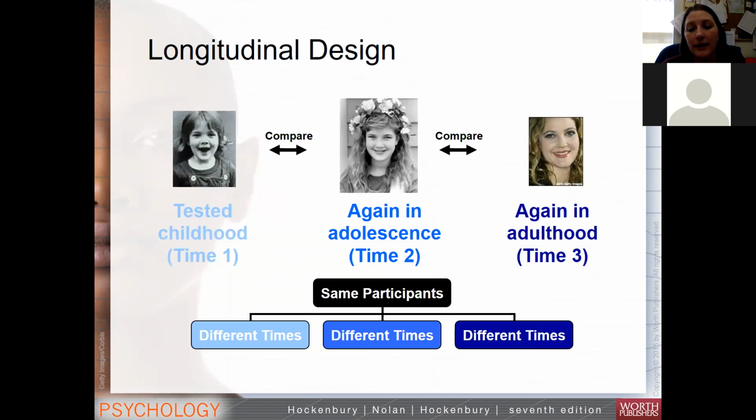You need money to run the tests. You usually need money to pay the participants. And a downside of doing longitudinal work is that people move, people die, people lose interest.